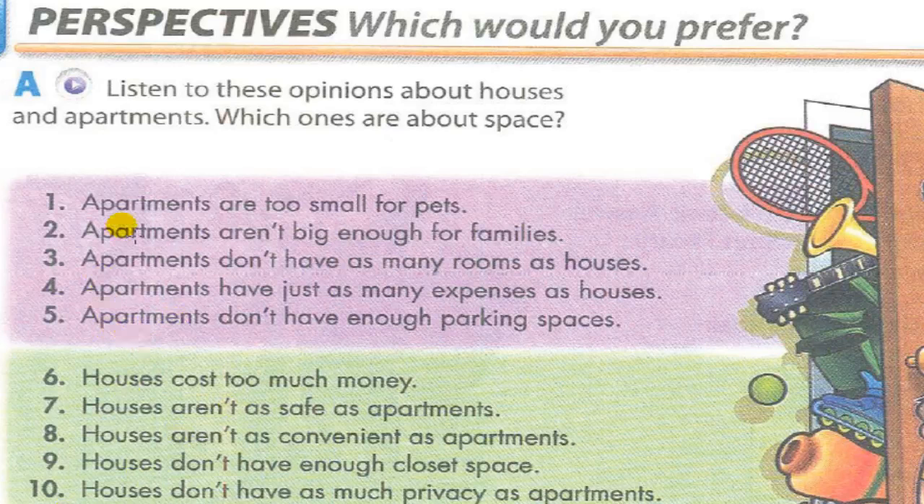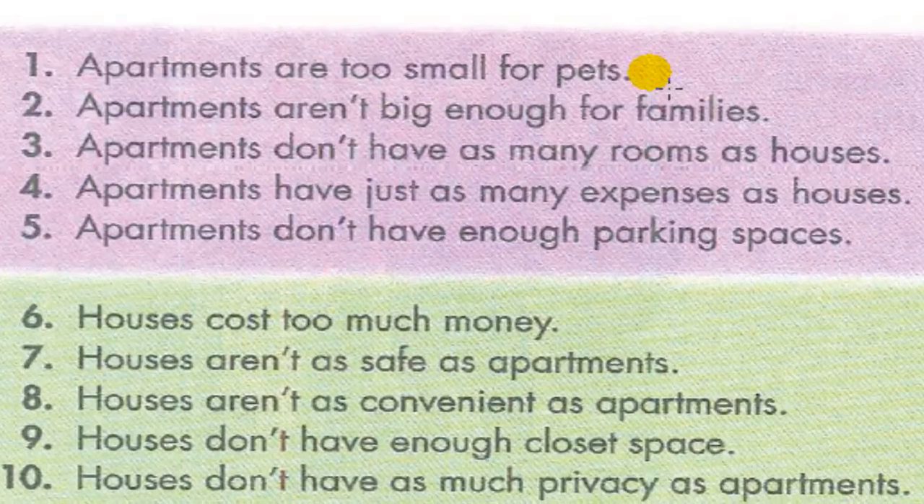Now, we have these opinions from 1 to 10 about houses and apartments. So, you read the sentence. Tell your friends, agree or don't agree. Do you agree about this idea, this opinion, or you don't agree? Example. Apartments are too small for pets. Pets, animals, we keep them at home. Dogs, cats. If I have a flat, apartments are too small for pets. Agree or don't agree? Agree.